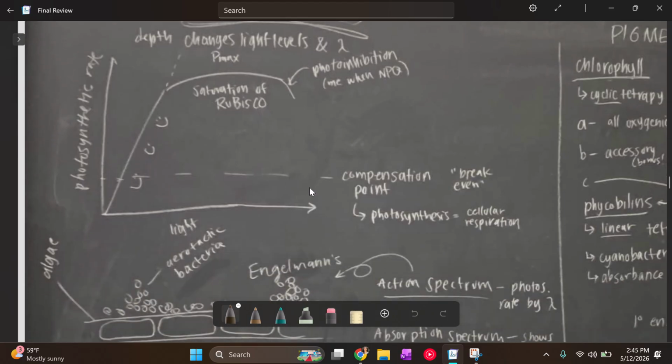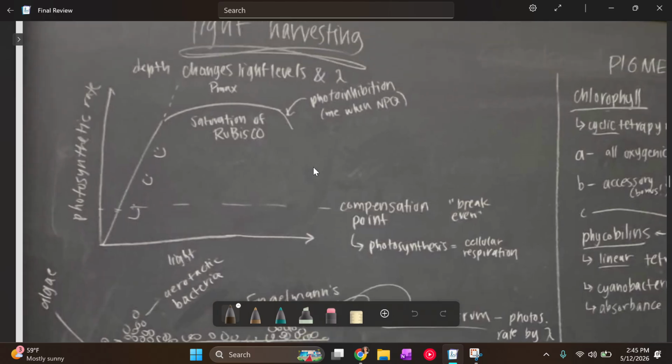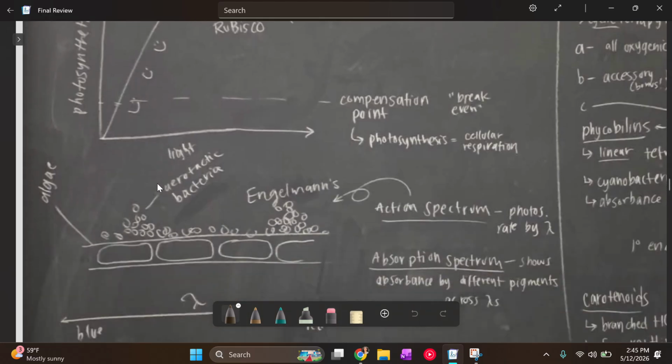A compensation point is when your photosynthesis is equal to your cellular respiration. You should hopefully be above your compensation point. Otherwise you're kind of failing.